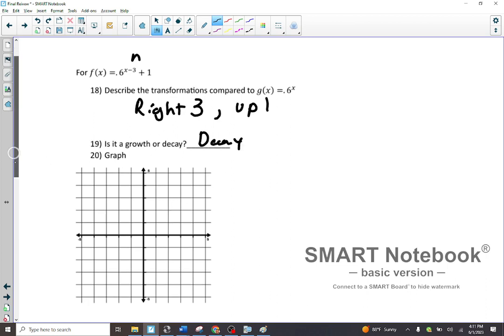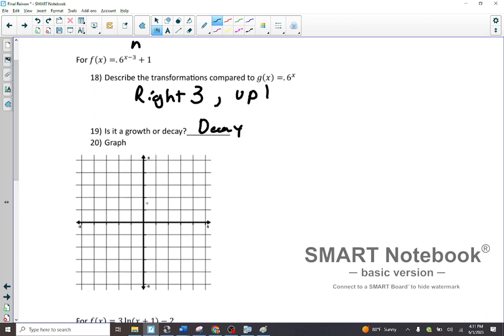Graph. I recommend plugging it into your calculator and solving it. In this case, if you plug in 3, that would cause it to be to the 0 power. So 3, 1, 2, 3, 1. It'll be like this, and it'll look something like this.